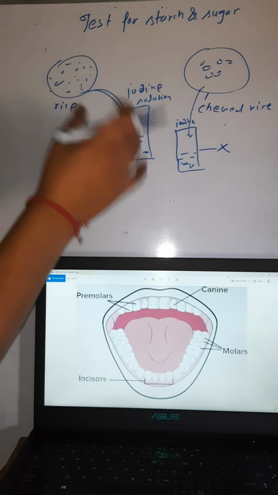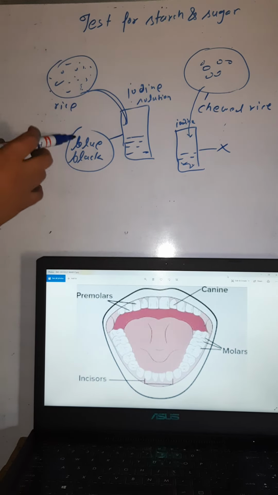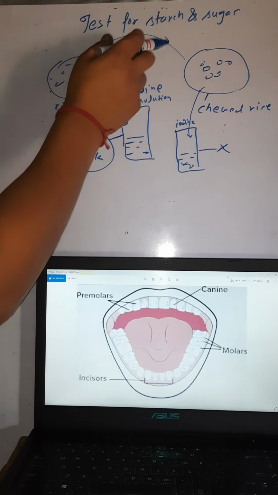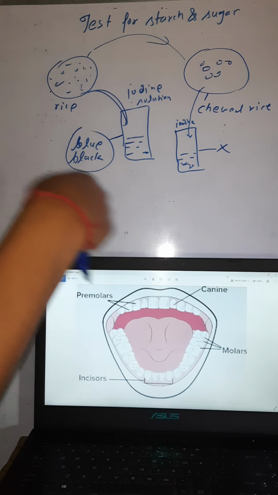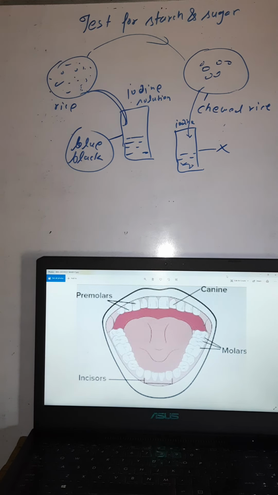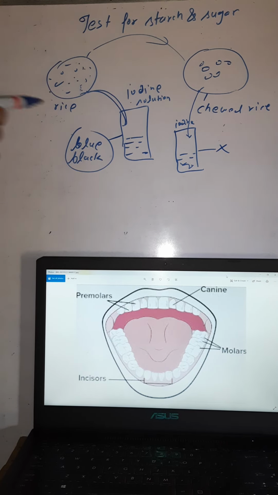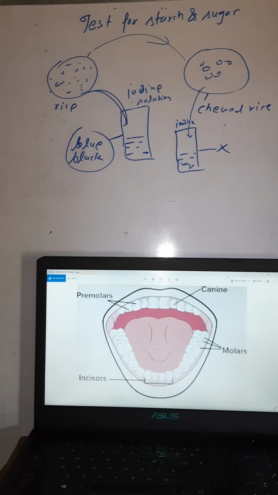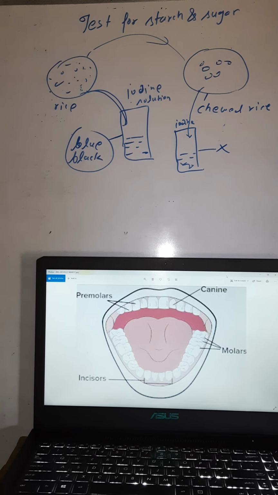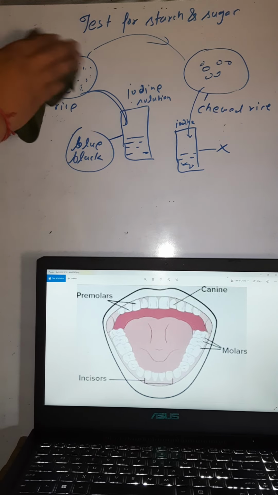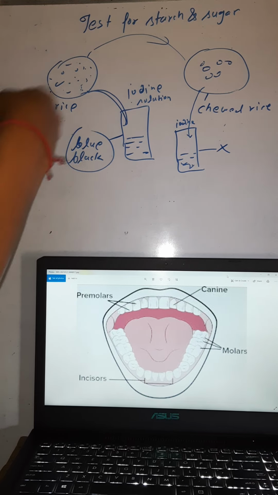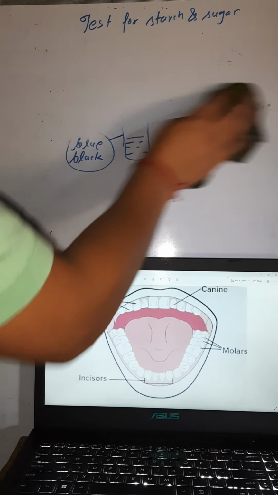This shows that the starch which was present in the rice, when you chewed it, has been converted into sugar. So this shows that yes, the chewed food contains sugar, not the starch. Now are you getting this? So let me write this test here, test for starch and sugar. If you want to make it, you can make it, but I am writing it here.